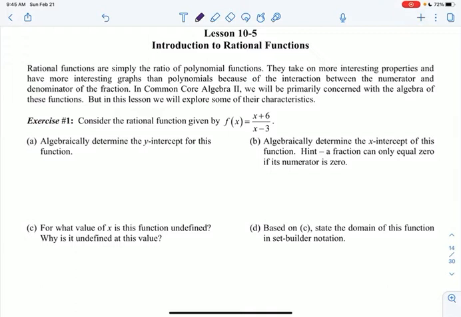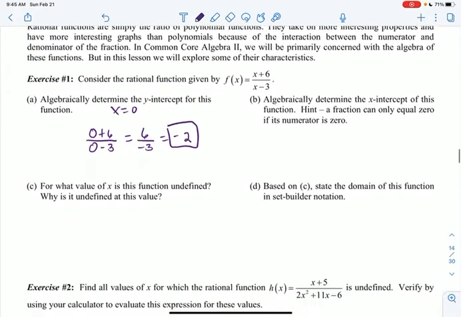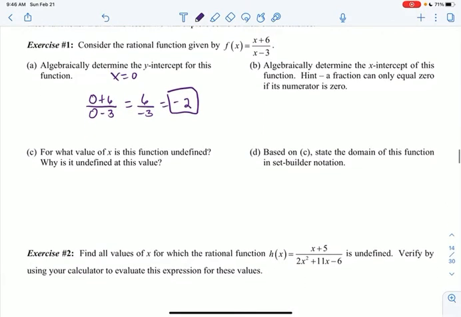In exercise 1, we have a rational function f of x equals x plus 6 over x minus 3. In A, we just want to find the y-intercept for this function. Remember the y-intercept, that's when x equals 0. So I'm going to plug in 0 for x, so it's going to be 0 plus 6 in the numerator and 0 minus 3 in the denominator. And that gives me 6 over negative 3, which is negative 2. Okay, so that's how I do it algebraically. Graphically, you would just put it into your graphing calculator.